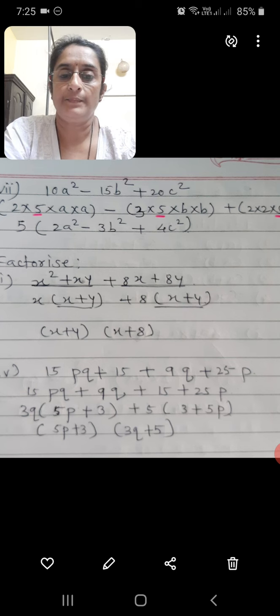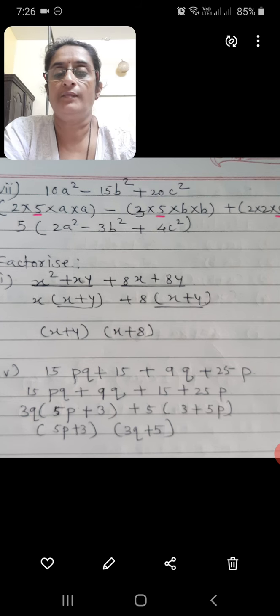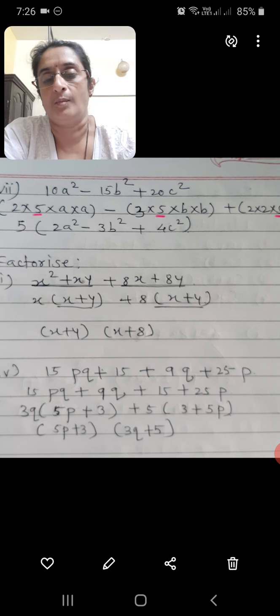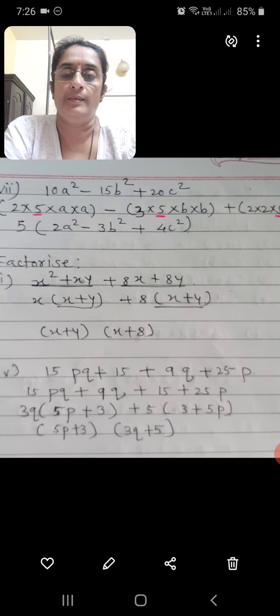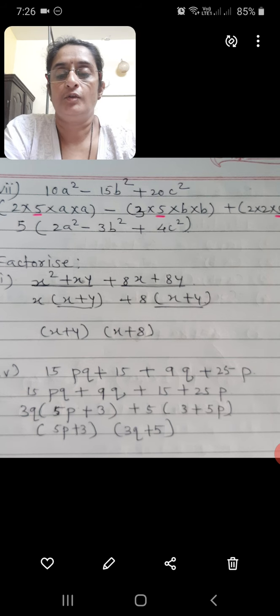Now let us go to the second part, that is 15 plus 25p. Now what is common between 15 and 25? 5 is the common number. So take 5 as a common number. Is there any variable common? No, 15 doesn't have any variable. So only the number will be common. So when you take out 5, what will remain in the bracket? 3, because 5 3s are 15. And what will remain from the second term, 25p? 5p. So now 5p plus 3 is common in both the brackets.